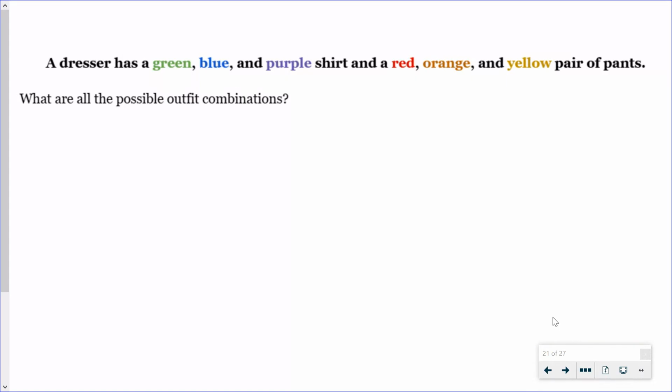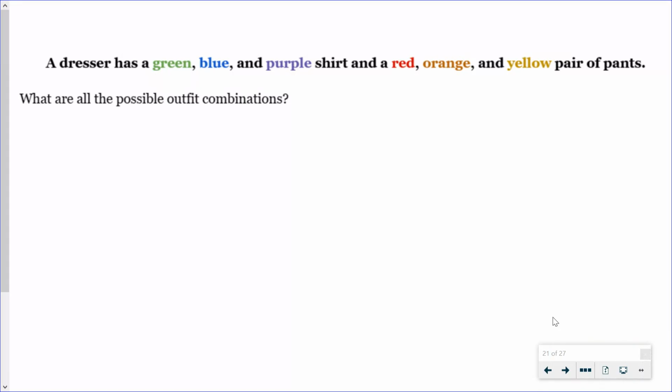So a dresser has a green, blue, and purple shirt, and a red, orange, and yellow pair of pants. What are all the possible outfit combinations? So I'd like you to pause and take a minute and write out all those different combinations. So hopefully you've written out those combinations. And so there are 9 total combinations.